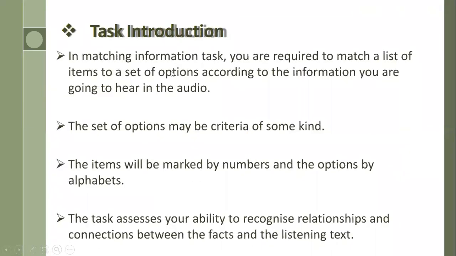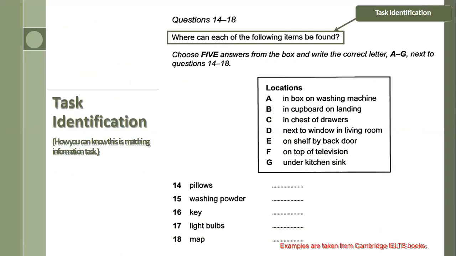Now, in matching information tasks, you're required to match a list of items to a set of options according to the information you're going to hear in the audio. As I told you, this is how we would have this. These are the locations. These are my options, and down you will find your questions. What am I supposed to do? This question is about pillows. So relate the information about pillows, and the box gives you options like location. Where can you find it? You will find out the location of that one.